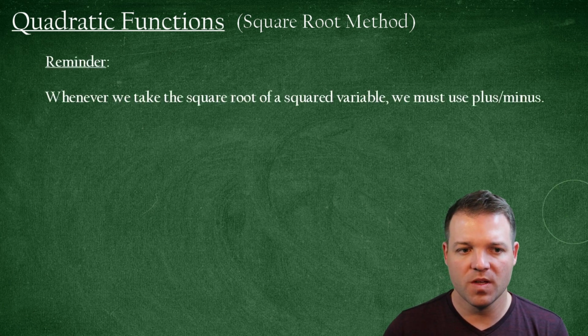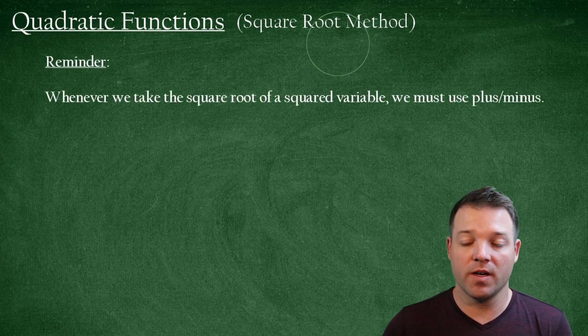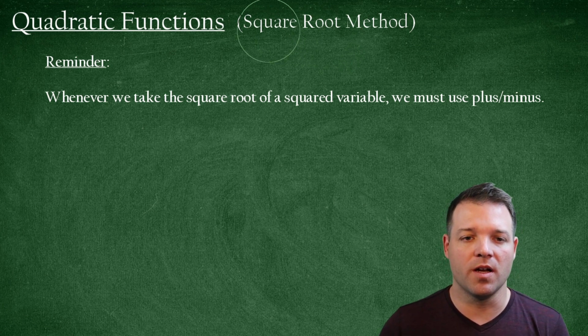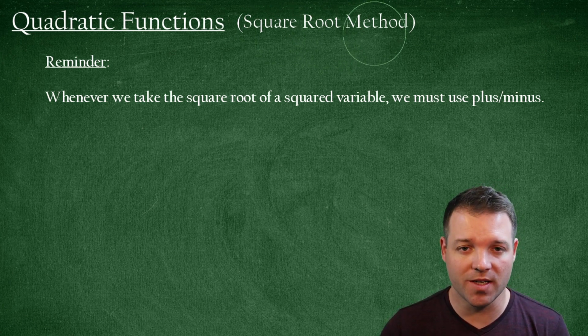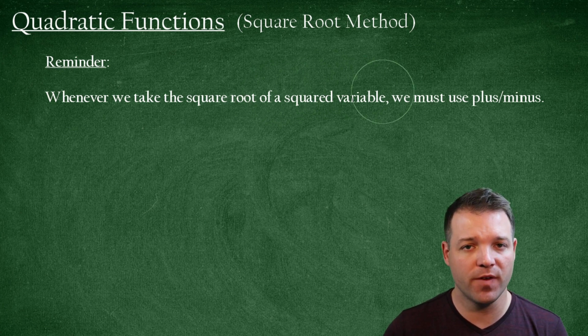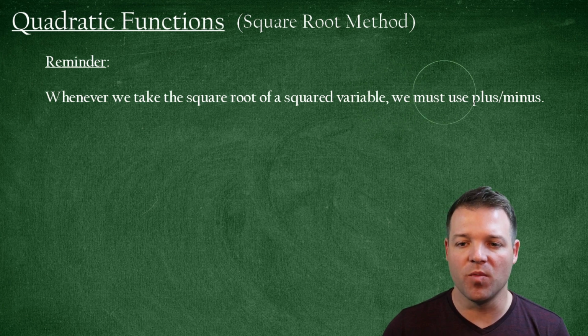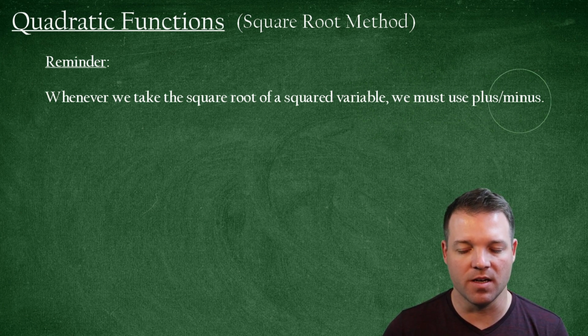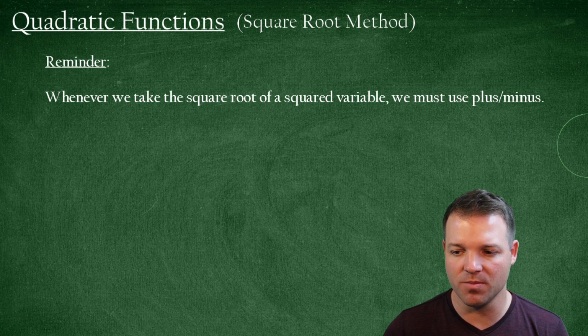Okay, so first of all, another little note here for the square root method. We have to remind ourselves, you should have seen this before, that whenever we take the square root of a squared variable, like x squared, we must use plus or minus on one or the other side, but we typically do it on the other side. Okay, so let's go ahead and take a look and see what that means.